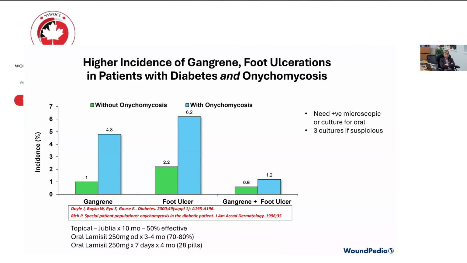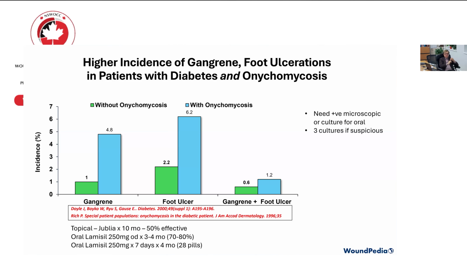Here's an interesting slide showing a higher incidence of gangrene and foot ulcers in patients with diabetes and fungal nails. The incidence of gangrene without fungus is 1%. With fungal nails in this population, it's 4.8%. For foot ulcers, it's 2.2%, but with fungal nails, 6.2%. And gangrene plus foot ulcer doubles from 0.6 to 1.2%.